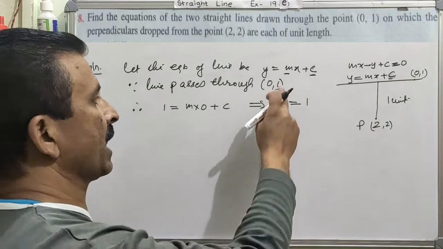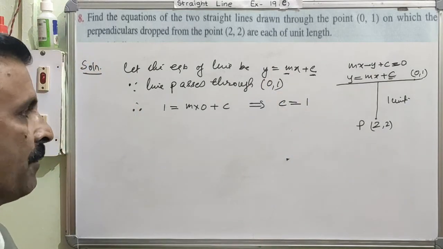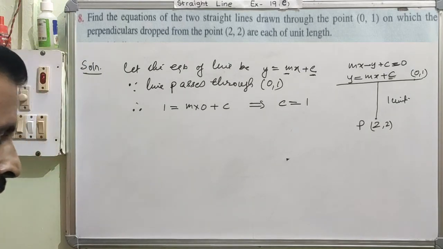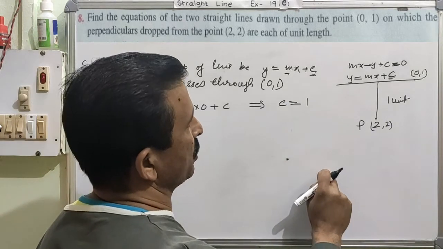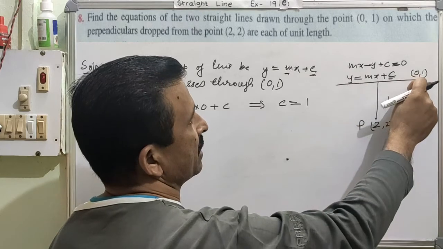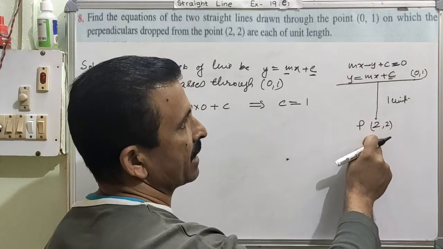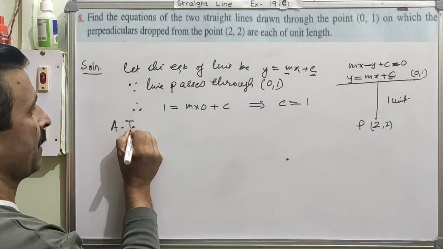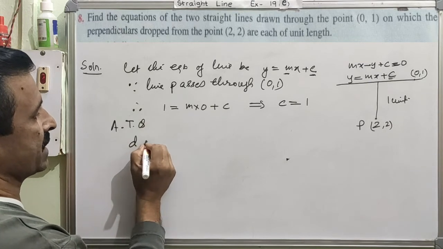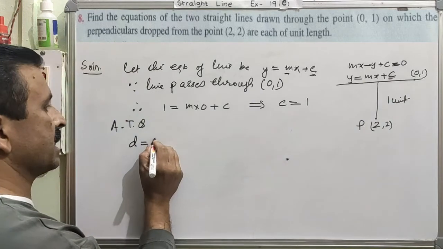Clear? Now what are we left with? We are left with m. Now we will work to calculate the value of m. Clear? Now, how can you find the value of m? Now you know that this line is at a unit distance from this point. Clear? So we can use the distance formula, right? So according to the question, the distance of this point from this line is how much? 1 unit, so it is equal to 1.